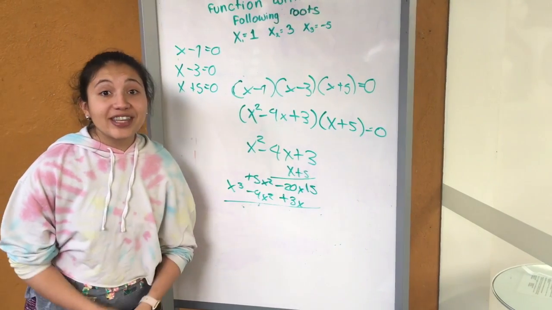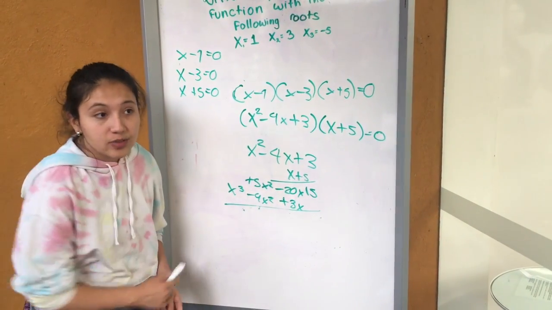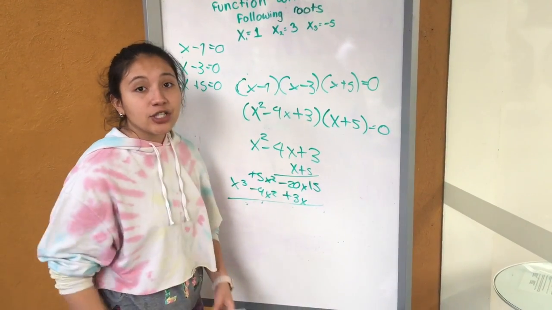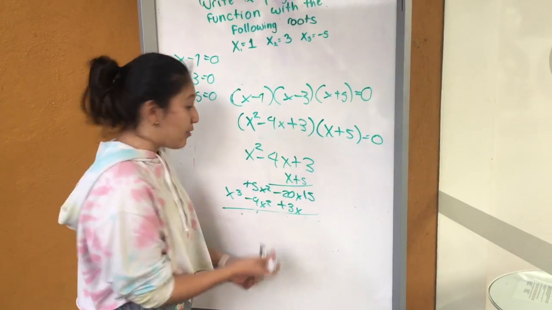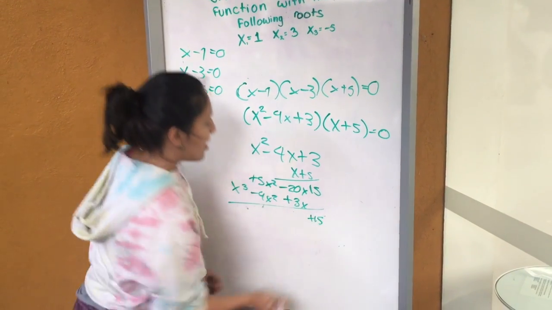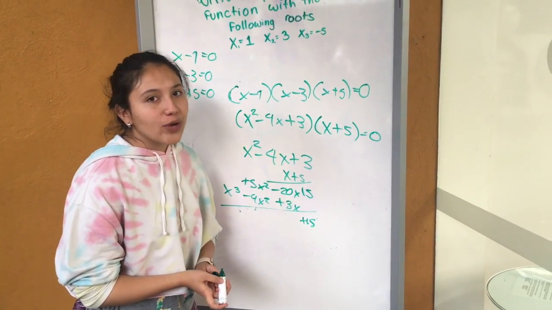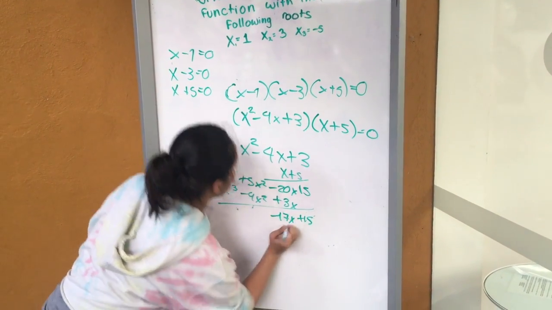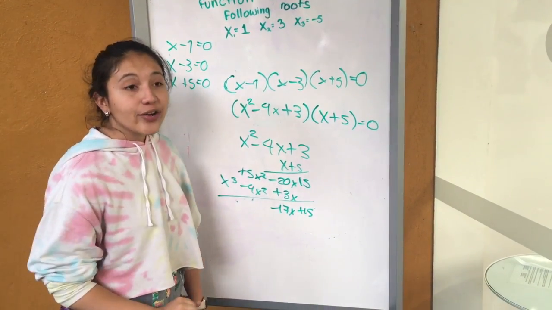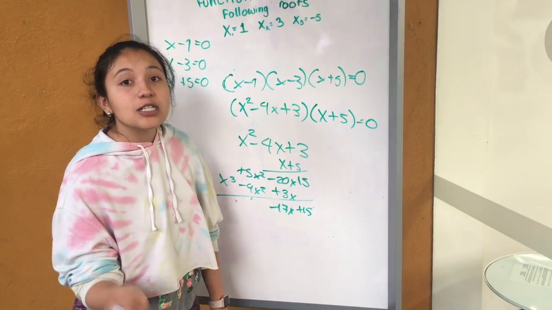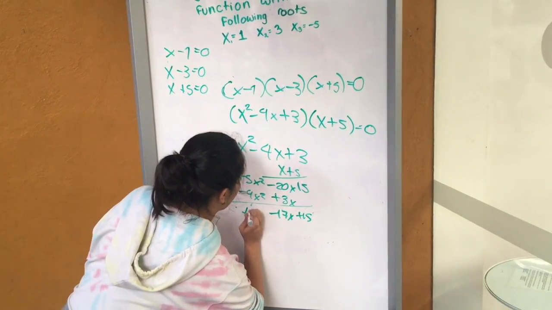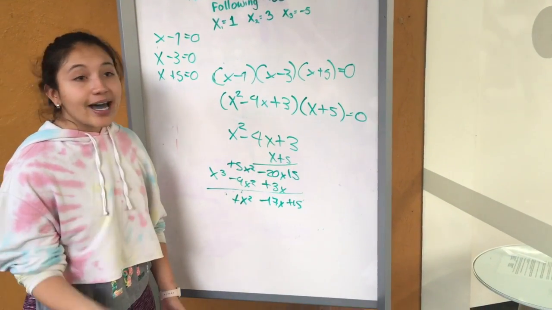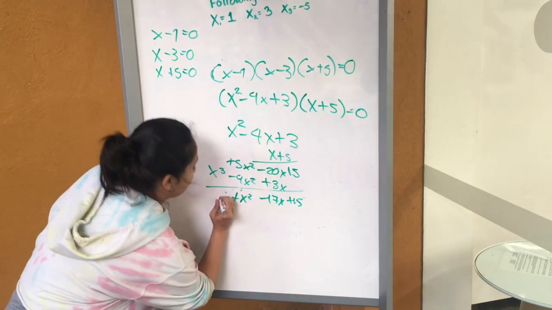Now you have to do the addition between the like terms. So we'll start with 15. 15 doesn't have any other like terms, so we just bring it all the way down. Plus 15. Minus 20x plus 3x equals minus 17x. Plus 5x squared minus 4x squared equals plus x squared. Finally, the x to the cube doesn't have any other like terms, so you just write it down.